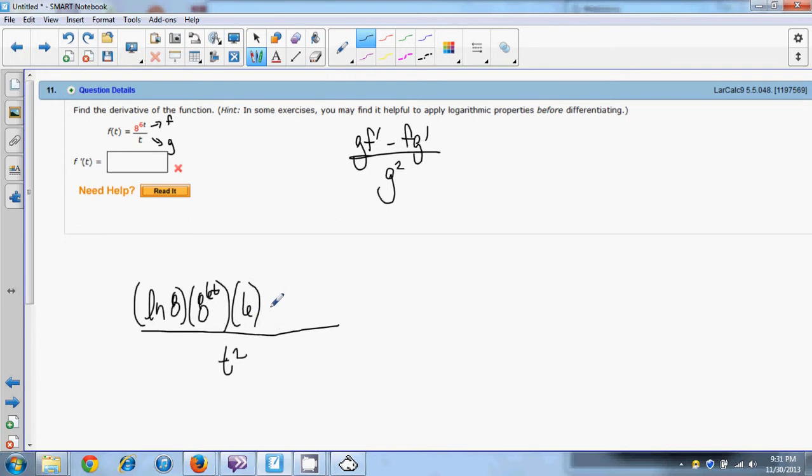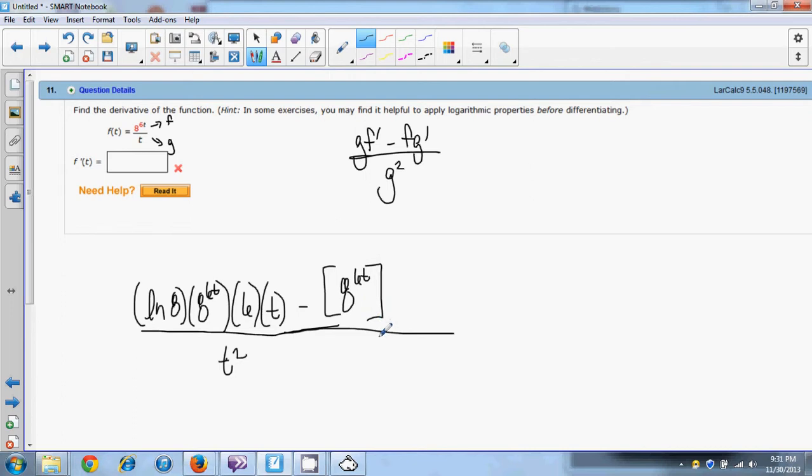Now, times something, g, minus a whole bunch of stuff. G prime is a 1. Well, that's nice. And then just f. So how about 8 to the 6t?